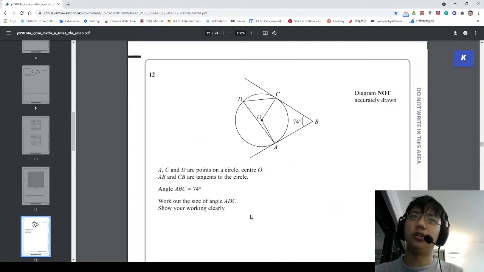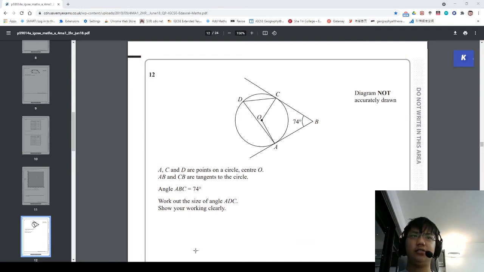Moving on to question 12. A, C, D are points on the circle, center O. AB and CB are tangents to the circle. Angle ABC is 74 degrees. Work out the size of angle ADC and show your working clearly.